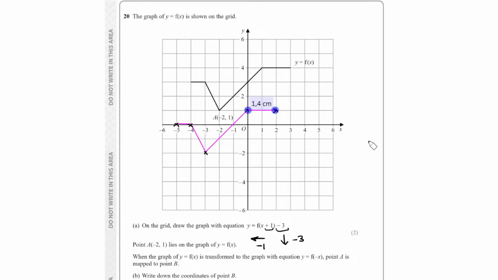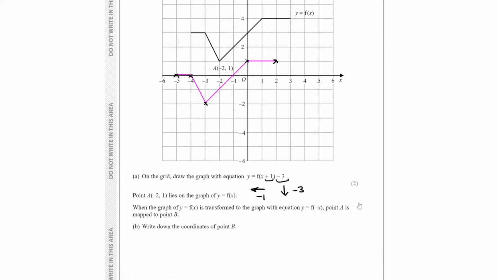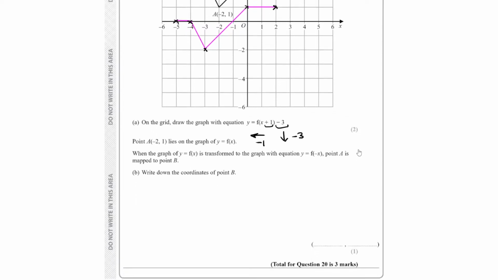There we go. Obviously don't do it in pink in real life, but that's fine. That's basically your answer to part A, 2 marks. Just memorize the transformations and then they're actually quite easy once you've got them memorized.